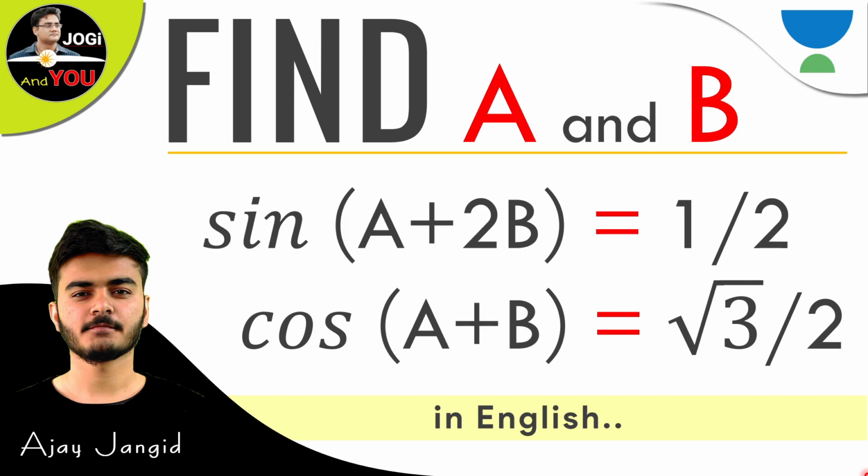Friends, today's question is from trigonometry. Find A and B, given that sin(A + 2B) is equal to root 3 upon 2 and cos(A + B) is equal to 1 upon 2. These things are given, then find the value of A and B.